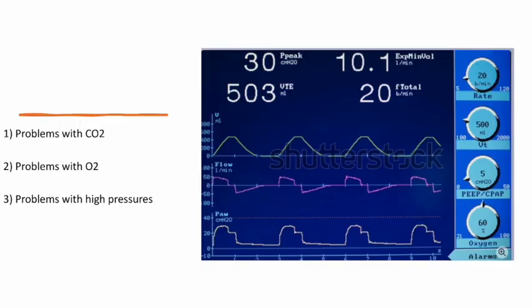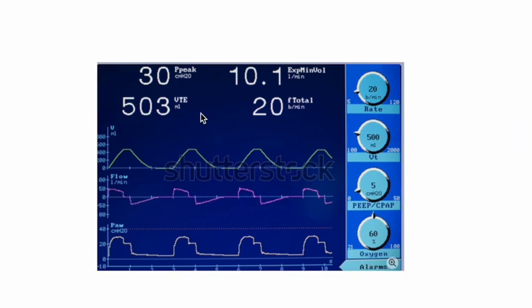Okay, so we've discussed problems with CO2, we've discussed problems with oxygenation. Now let's move on to problems with high pressures. These are pages you'll get about high peak pressures. Let's imagine that you get a page telling you that the peak pressure alarm is going off. So this pressure here is greater than 40. And if you look on here, the pressure is getting over the cutoff of 40. So how do you troubleshoot this?